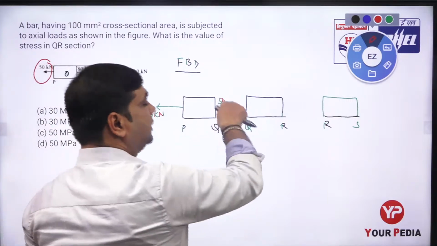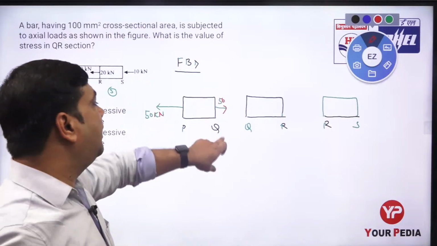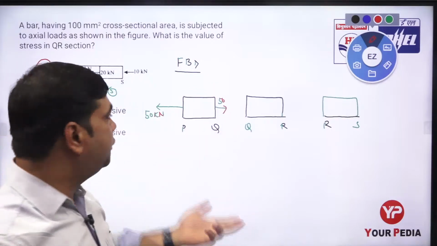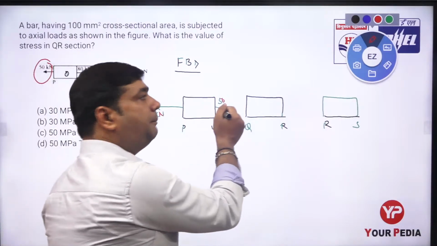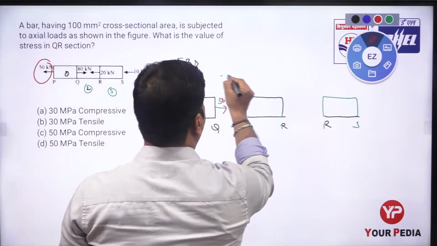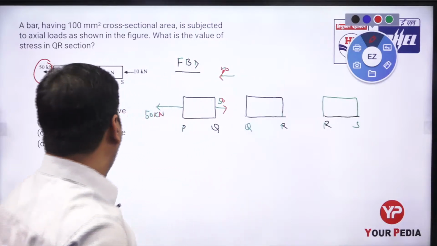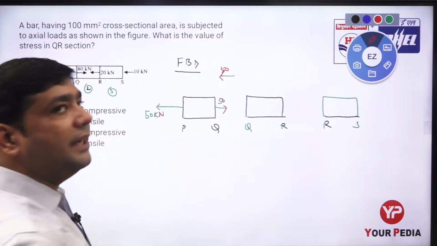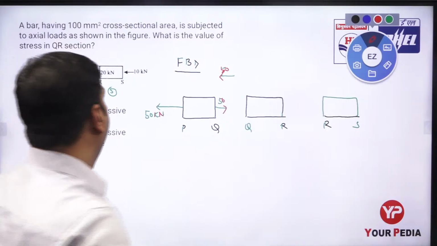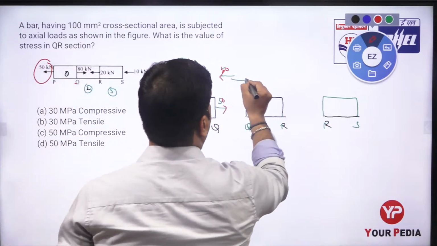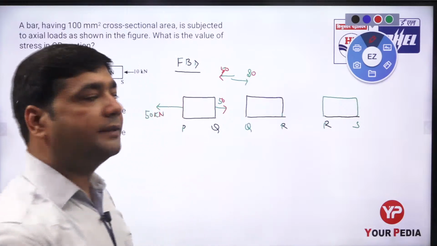There is no 50 kilonewton force acting on the right hand side, but I am introducing it by equalizing, by equilibrium, into this member PQ. So we have to put 50 kilonewton on the other side of the member. And there is another force, 80 kilonewton, which is acting on the Q side. It has the direction like this, 80 kilonewton.